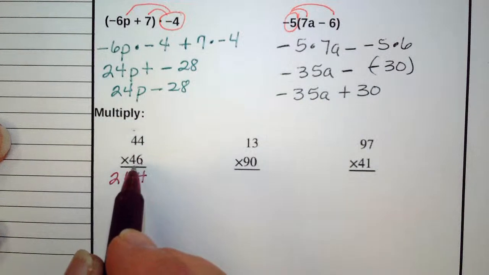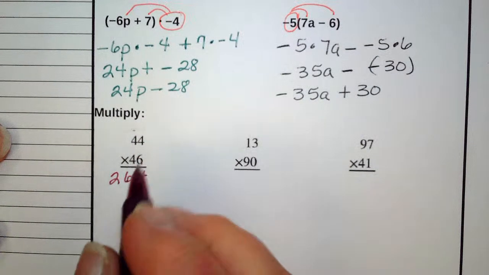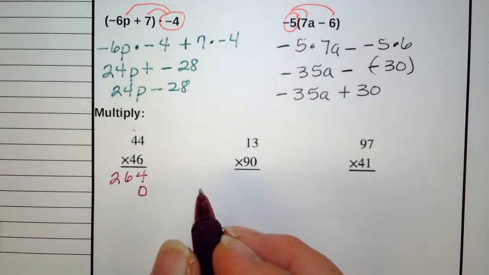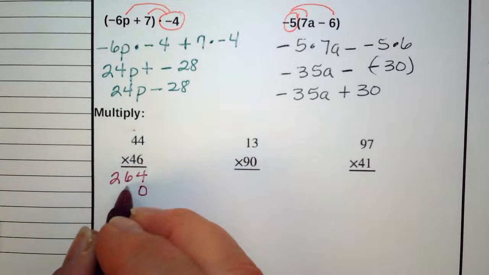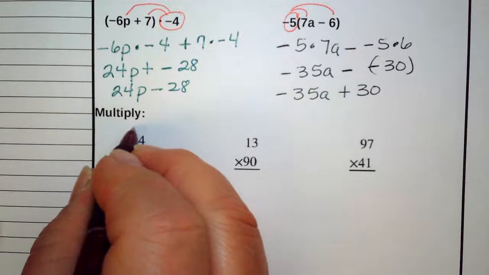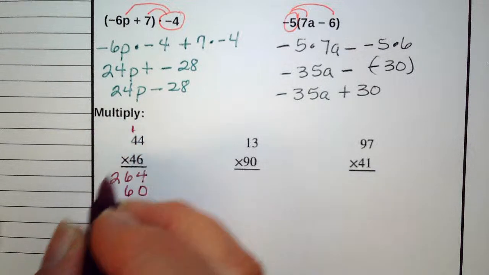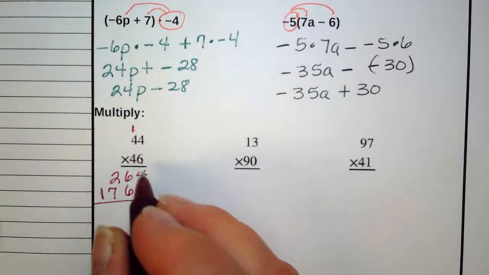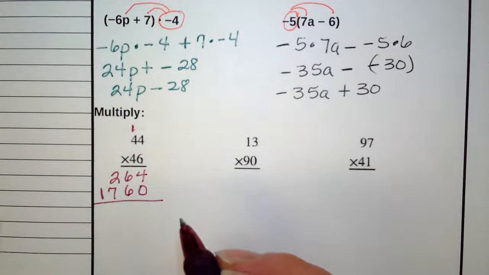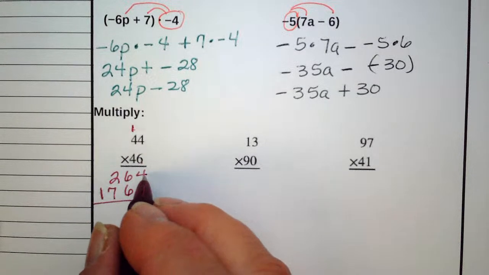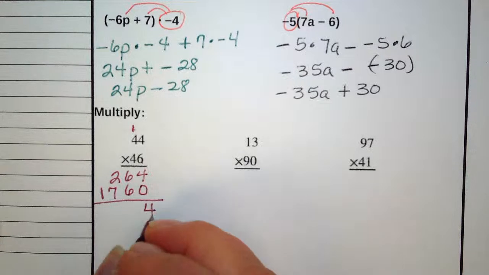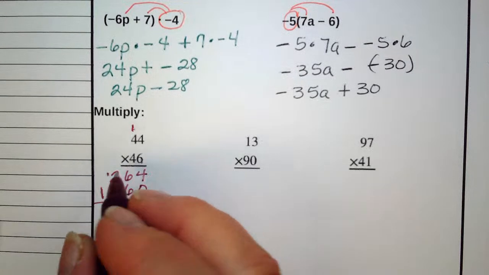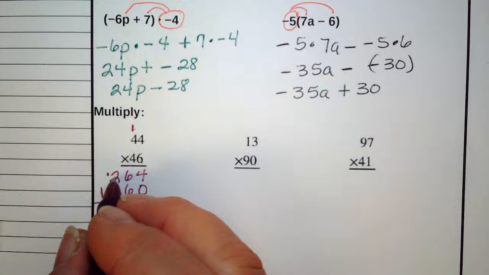Because I've moved over 1 digit here, I need to put my 0 as my placeholder. 4 times 4 is 16. Carry that 1. 4 times 4 is 16, plus 1 is 17. Keep your columns nice and straight. Add straight down. 4 plus 0 is 4. 6 plus 6 is 12. I'll carry 1 over. 1 plus 2 is 3.